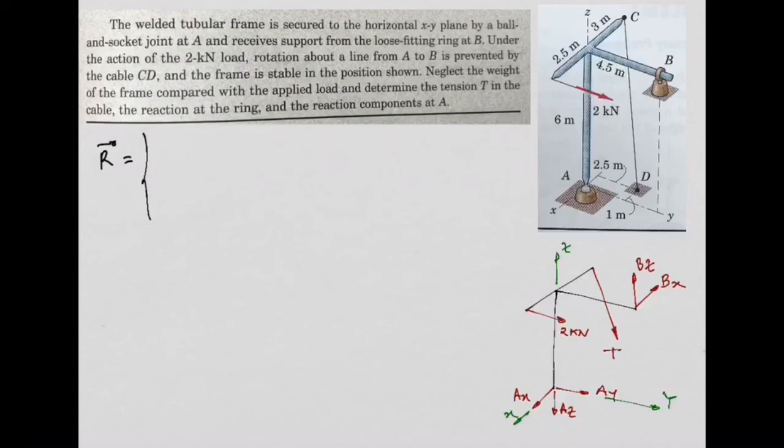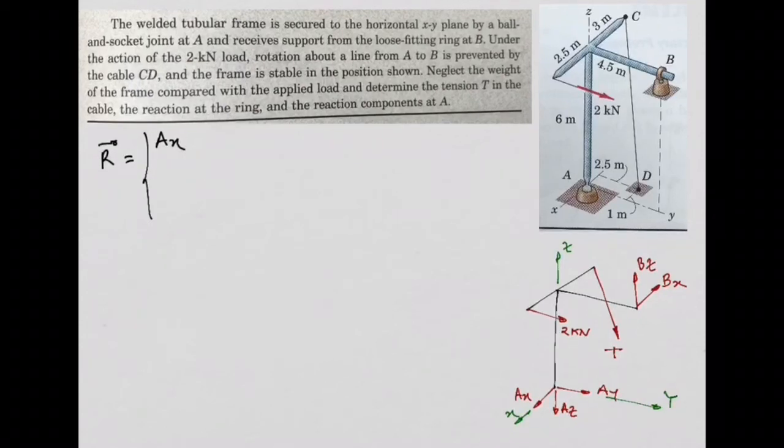Which components do we have in the X direction? You tell me. AX. What else? Minus BX. What else?